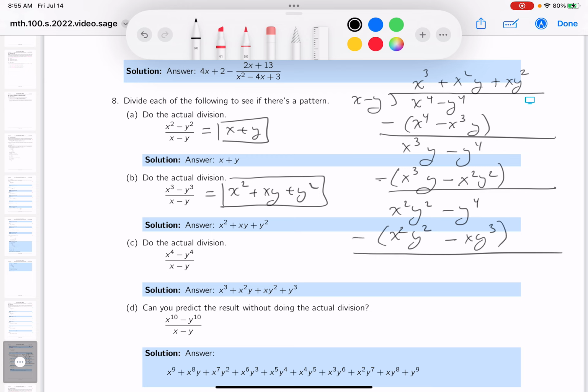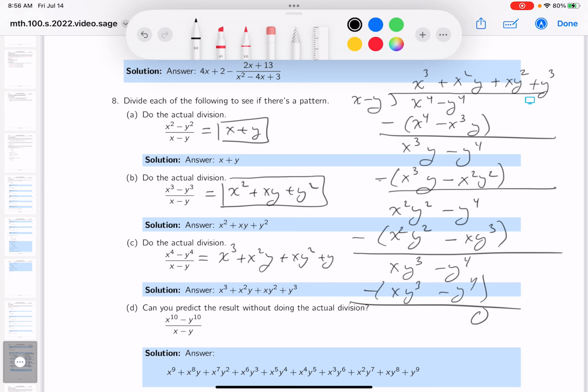Subtract. Boy, this is a long process, isn't it? What do you get? x y cubed minus y to the fourth. What am I going to do there? Well, I'm going to do plus y cubed now. What do you get? x y cubed minus y to the fourth. What am I going to do now? Subtract. And what do you get? You get 0. So this one worked out pretty nicely. What do you get? x cubed plus x squared y plus x y squared plus y cubed.